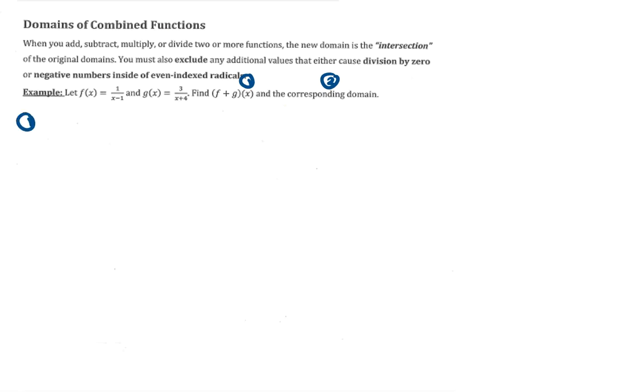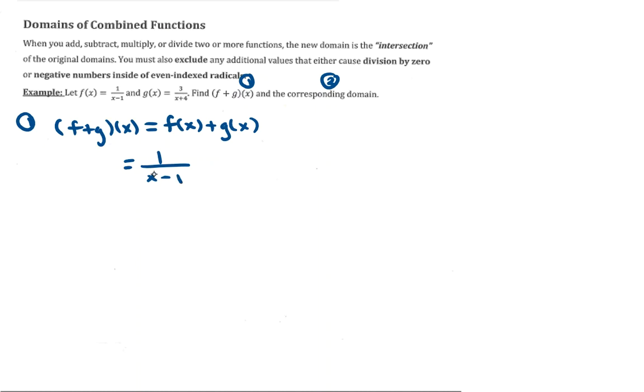Let's go ahead and figure out what f plus g of x is going to look like. First of all, as a quick reminder, you can rewrite that notation as f of x plus g of x. What you want to do from there is bring in the expressions for each function, namely 1 over x minus 1 and 3 over x plus 4. Now you notice that we're really just adding two rational expressions, so we'll need a common denominator, which is just going to be the product of each of these.